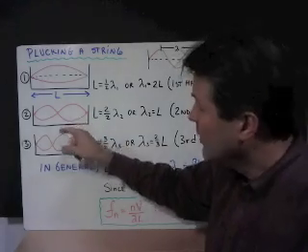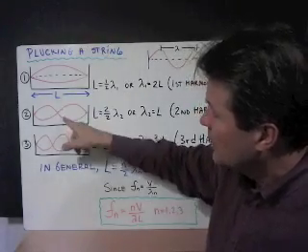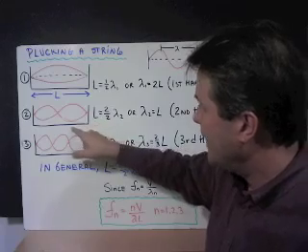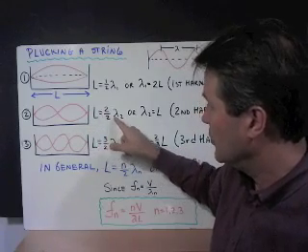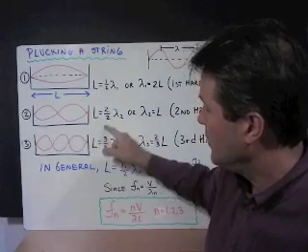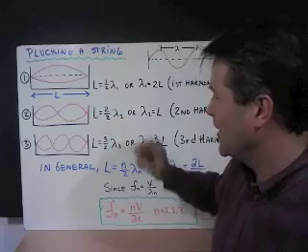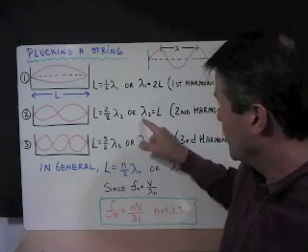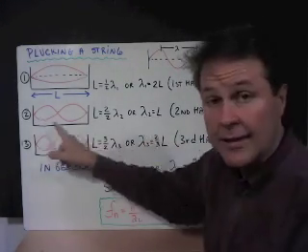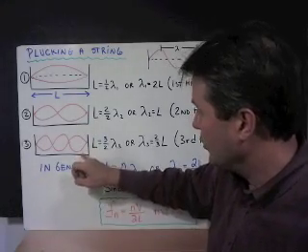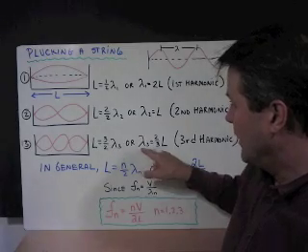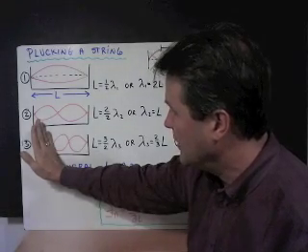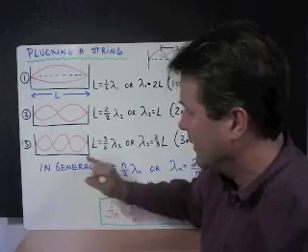For the second harmonic, if we pluck the string, we actually produce more than one harmonic at the same time. In this case, L is going to be equal to 2 over 2 lambda. So the wavelength of the second harmonic is just equal to the length of the string. And for the third harmonic, the wavelength is equal to 2/3 of L. Right here, that would be one wave, which means it's 2/3 of the entire length of the string.